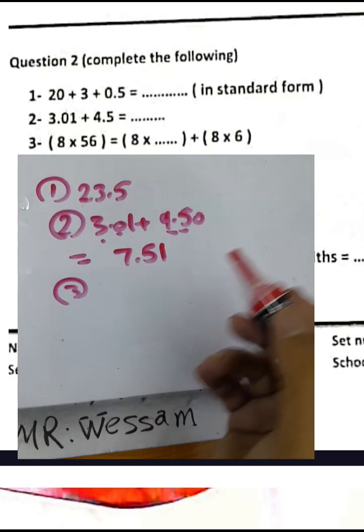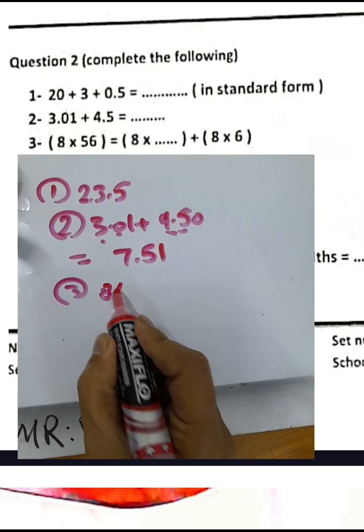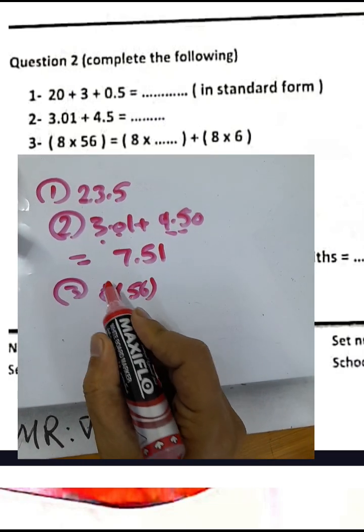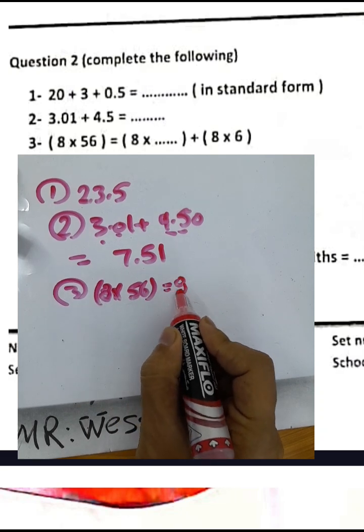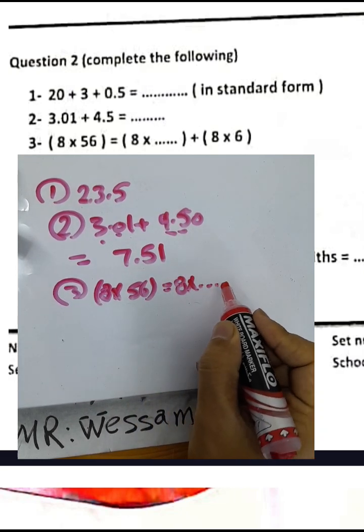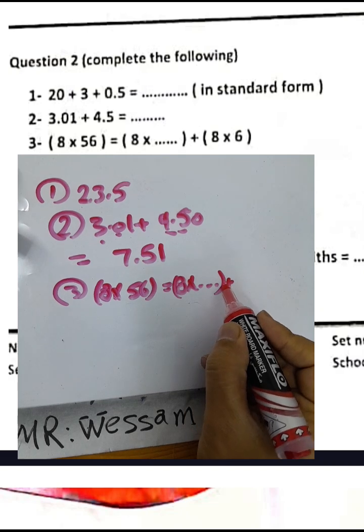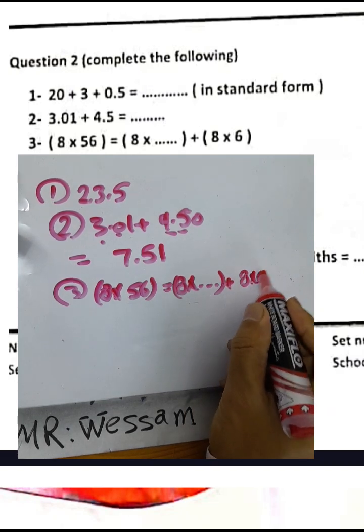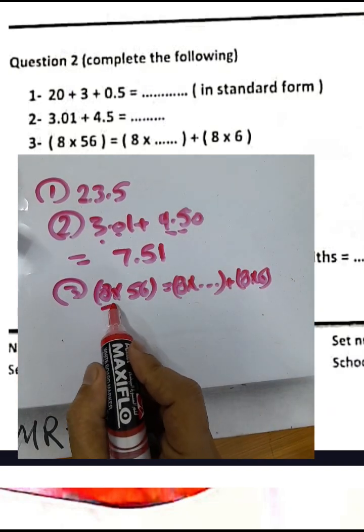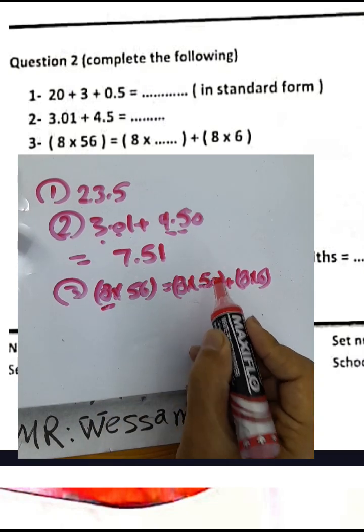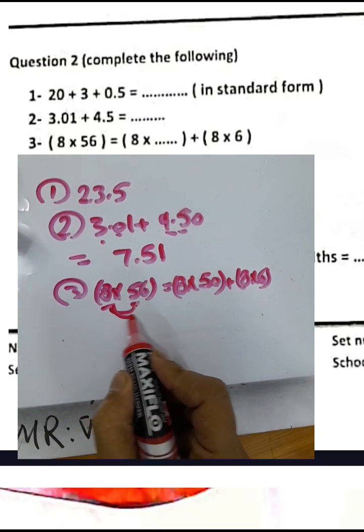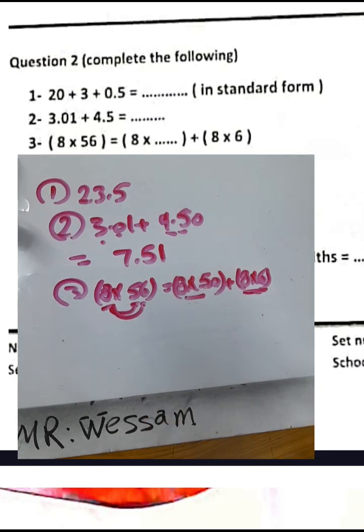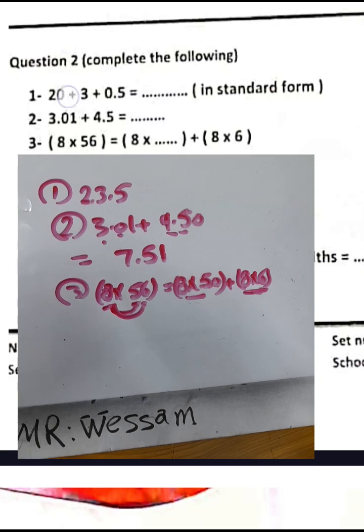Number 3. 8 times 56 in brackets equals 8 times 50 plus 8 multiplied by 6. We know 8 times 50 plus 8 times 6. We can use here the distributive property. We call it the distributive property.